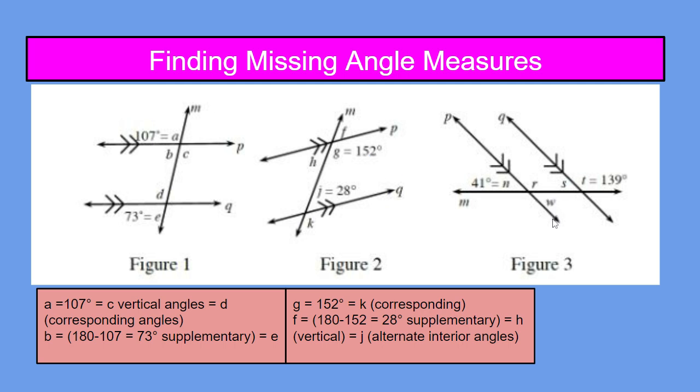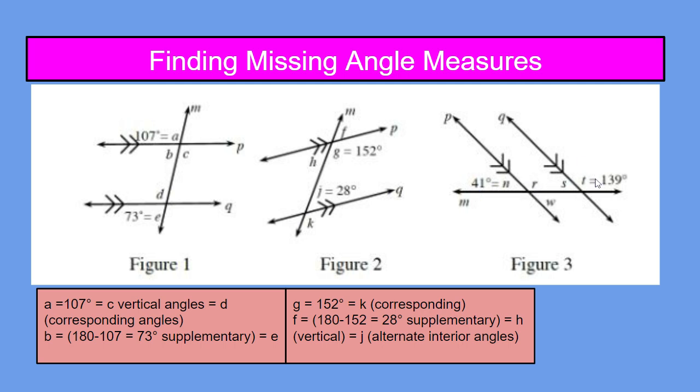Now in figure 3, it just looks slightly different because our parallel lines are going diagonal, kind of this direction, and our transversal is a straight line this way. So line M is still the transversal, P and Q are parallel, given by these little dots. So N being 41 degrees is vertical to W, so we know W is also 41 degrees, and it's supplementary to R. So we would take 180 minus 41, and that will give us 139 degrees.